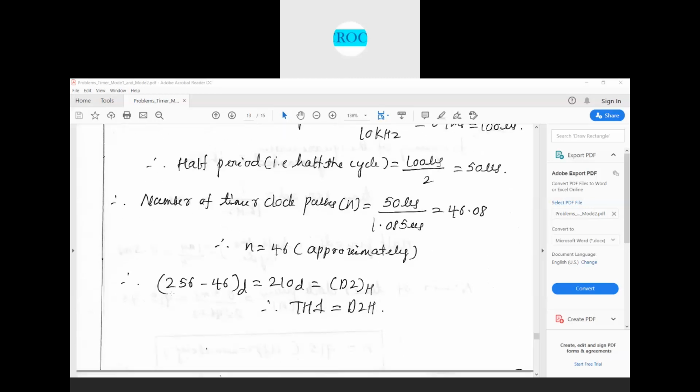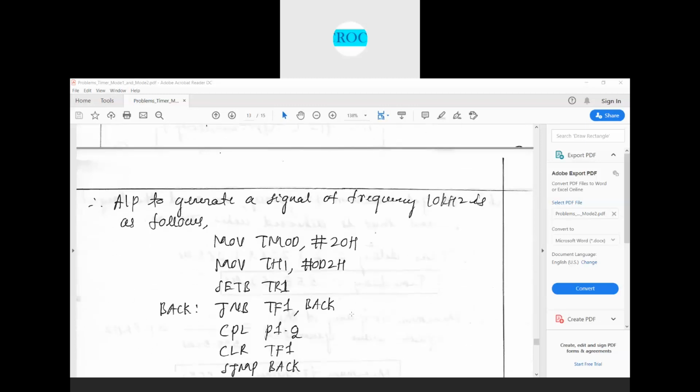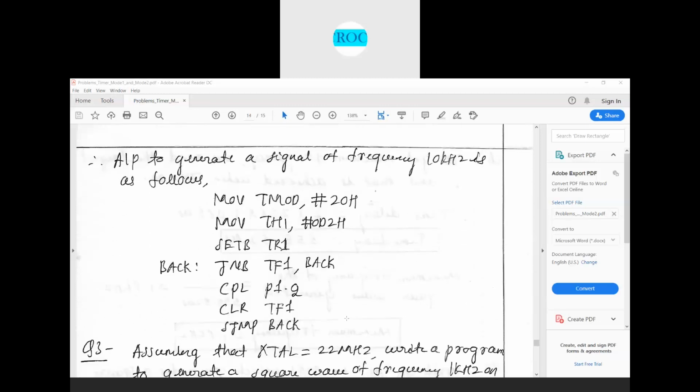So what we do, this is the number of counts, what we can have is 256 minus 46. How much do you get? 210. In hexadecimal it will be D2H. So the initial count value we load in this register will be D2H, right? And now write the program for this one. How do you write this program?